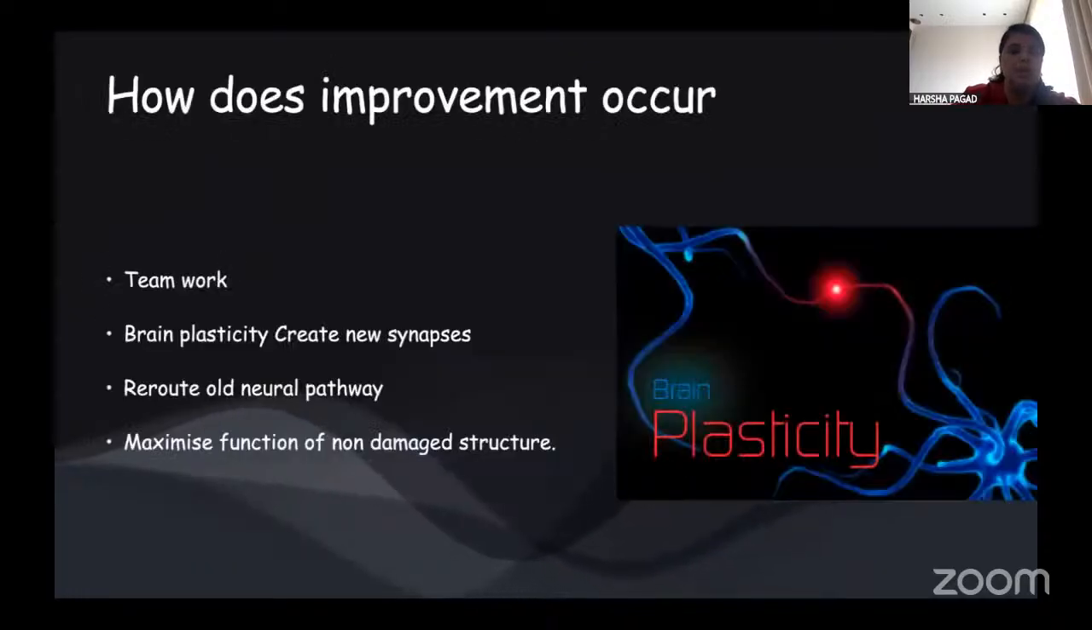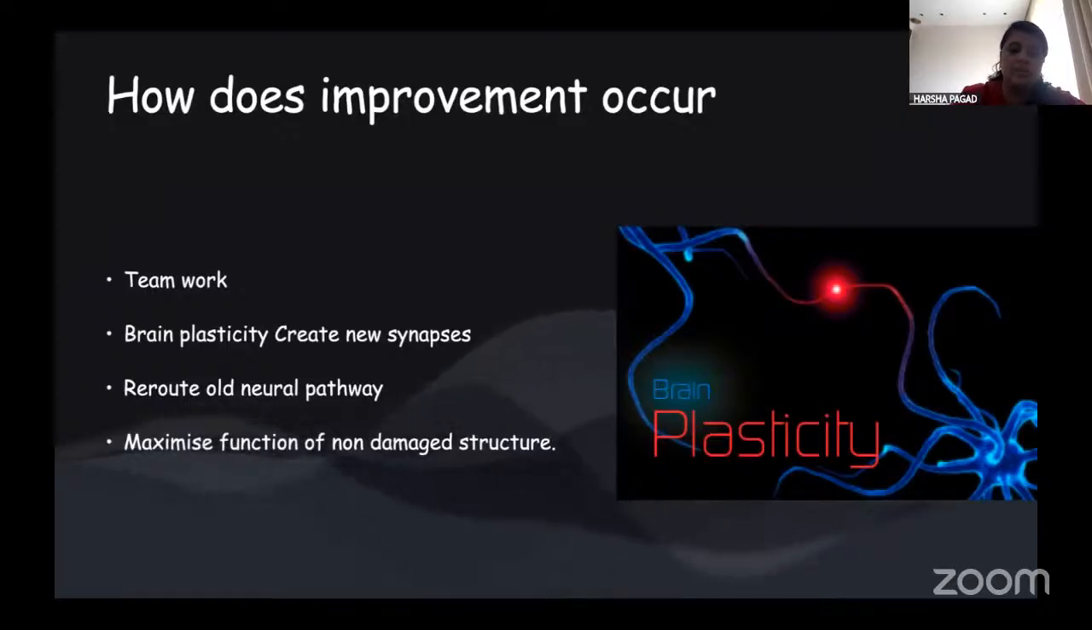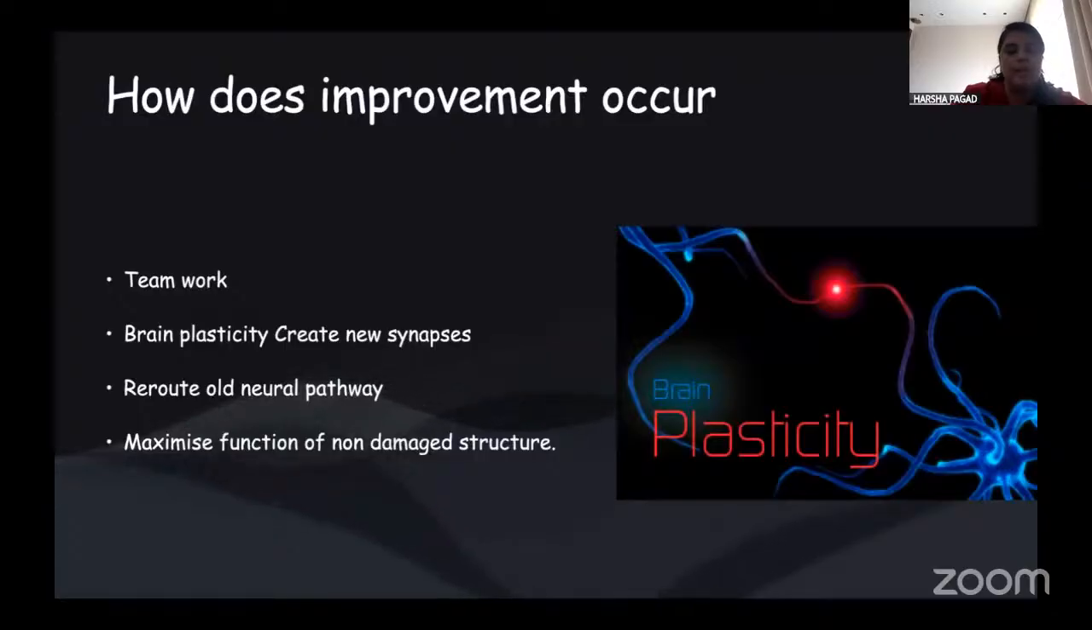So how does improvement occur with whatever therapy we are giving? It's not just the ophthalmologist who is working here. It's a teamwork with the ophthalmologist, pediatrician, neurologist, occupational therapist, and speech therapist. So it's basically a teamwork. What is the rationale? The rationale is that brain plasticity creates new synapses. It can reroute the old neural pathways and maximize the function of non-damaged structures.